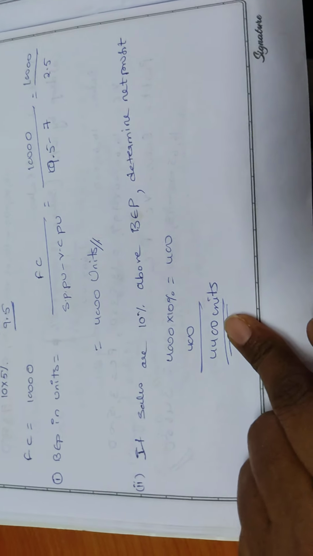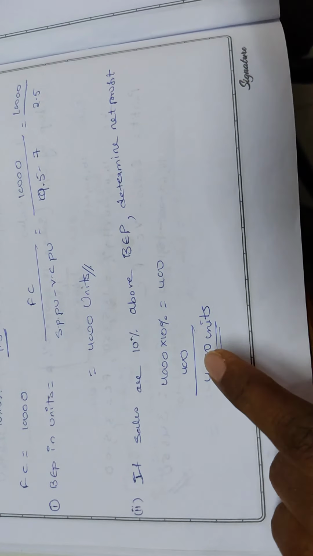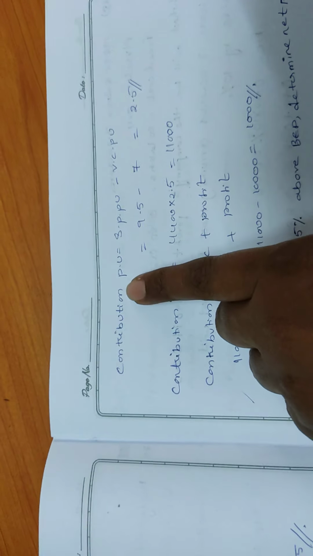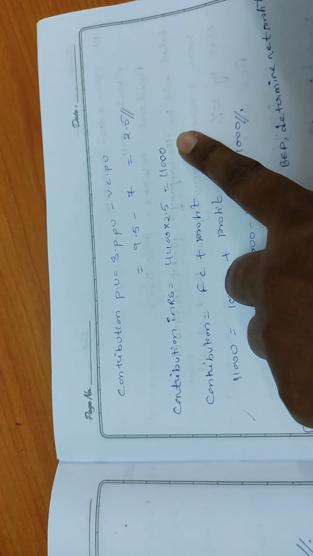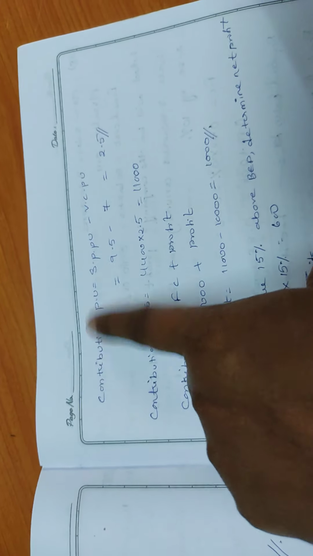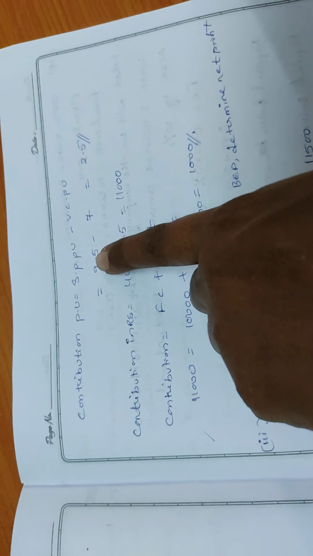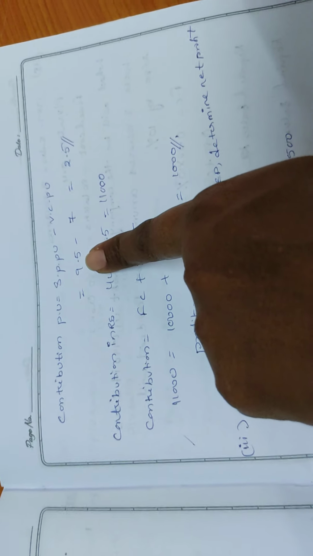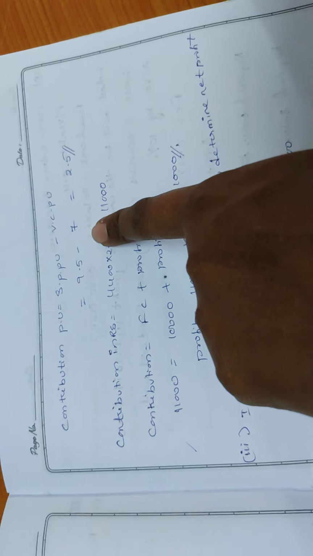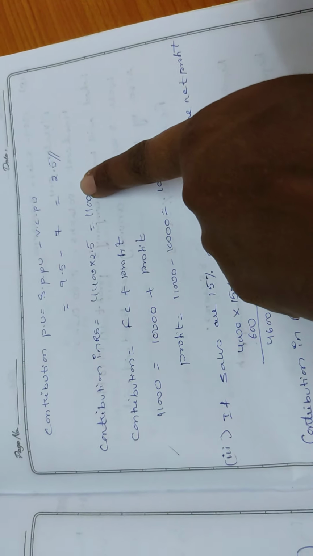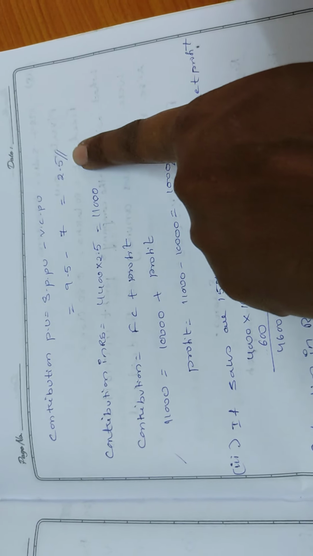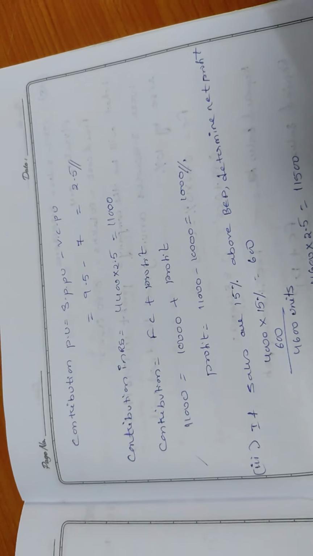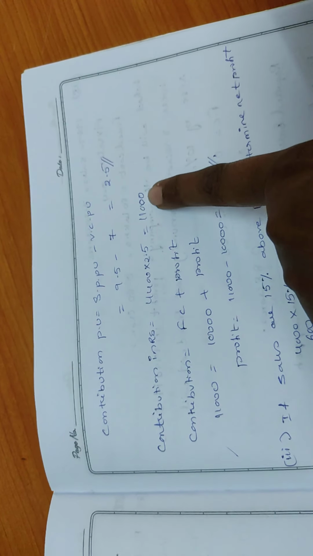Now these 4,400 units should be converted into rupees. For that, first we have to find the contribution per unit, because contribution is equal to fixed cost plus profit, and we have to find the profit. Contribution per unit formula is selling price per unit minus VC per unit: 9.5 minus 7, so 2.5 is the contribution per unit. This into the number of units, 4,400 into 2.5, so 11,000 rupees is the contribution.